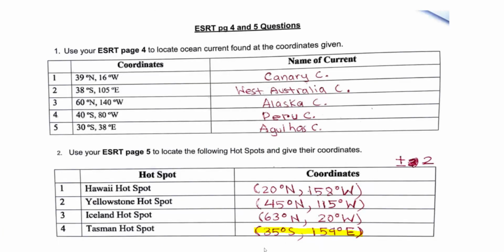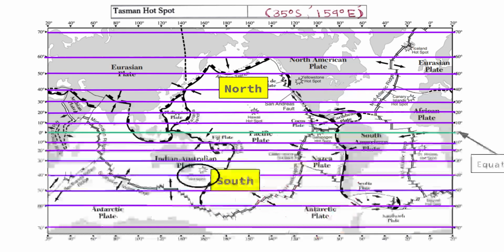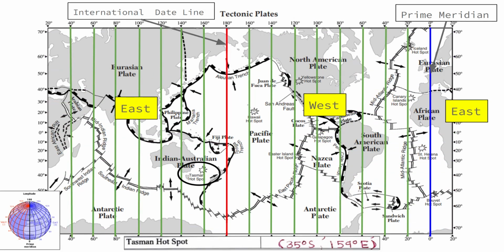Next is Tasman hotspot. Tasman hotspot is 35 degrees south of the equator. Tasman hotspot is around 35 degrees south of the equator, and it's 159 degrees east of the prime meridian. Here's the prime meridian. Tasman hotspot is 159 degrees east of the prime meridian.